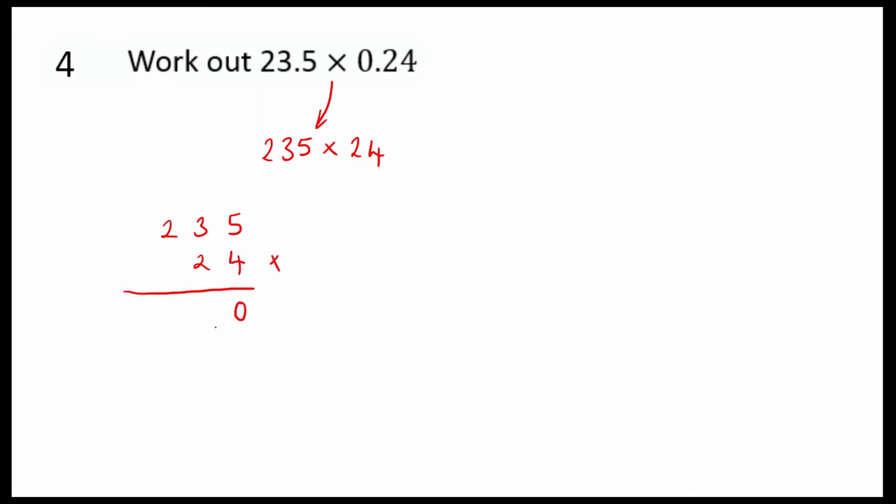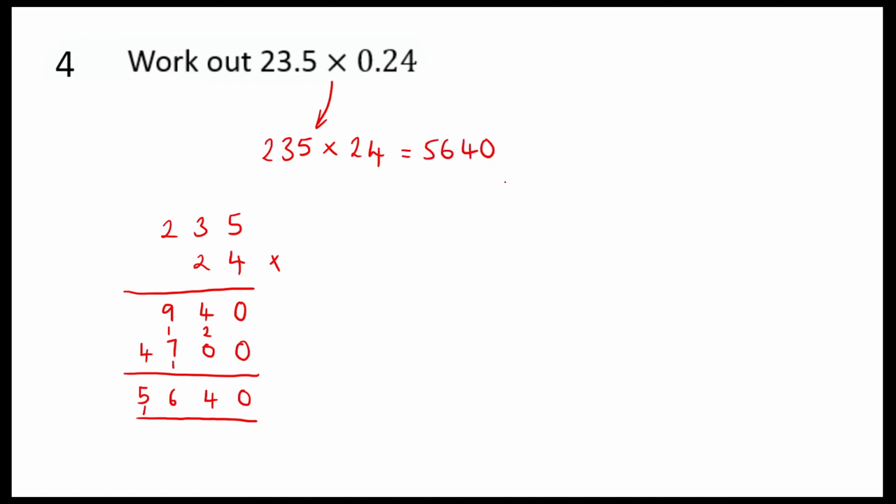Five times 4 is 20. 4 times 3 is 12, plus the 2 is 14. And 4 times 2 is 8, plus the 1 is 9. Need to add a 0 because we're now multiplying by 20, not just 2, and therefore 2 times 5 is 10, 2 times 3 is 6, plus the 1 is 7, and 2 times 2 is 4. Adding all of these up, we get 0, 4, 16, and 5 at the end. So my answer is 5,640.